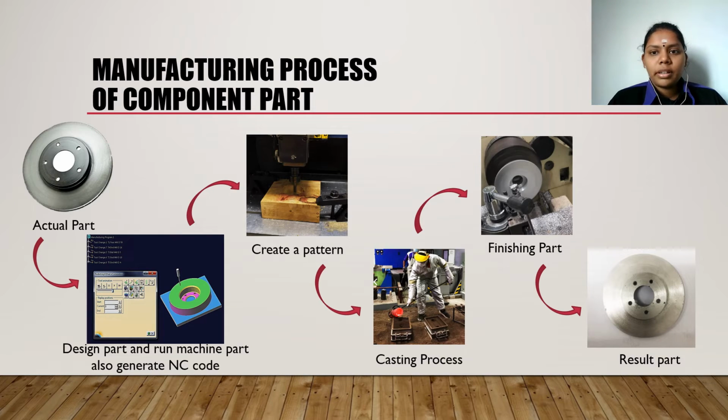First stage, we decide the actual part, then we design a part, run machine part and generate NC code. After that, we create a pattern for casting process. After the casting process, we use lay machine for surface finishing and milling process to drill the holes. And lastly, we produce the actual part.